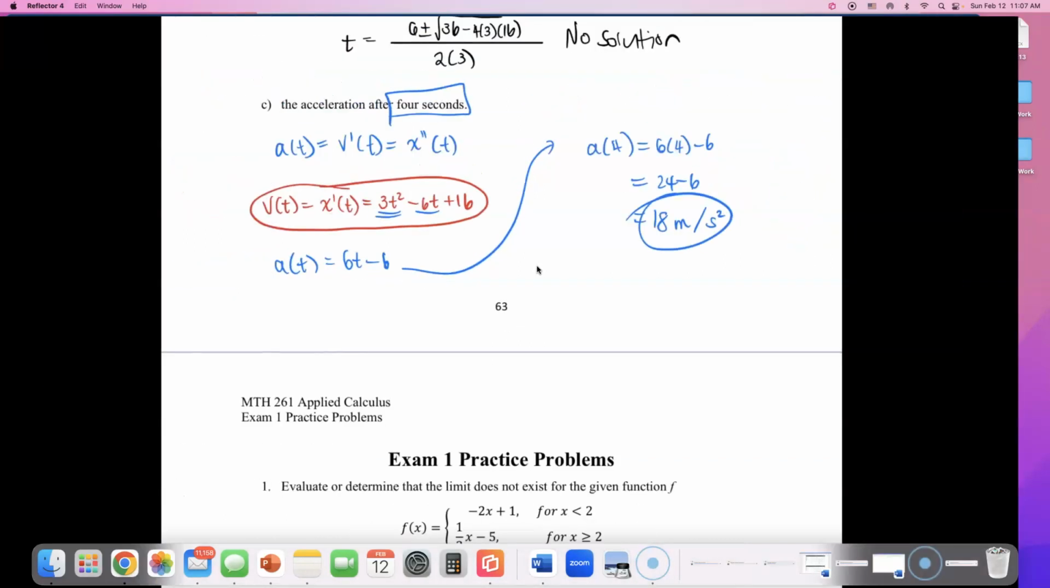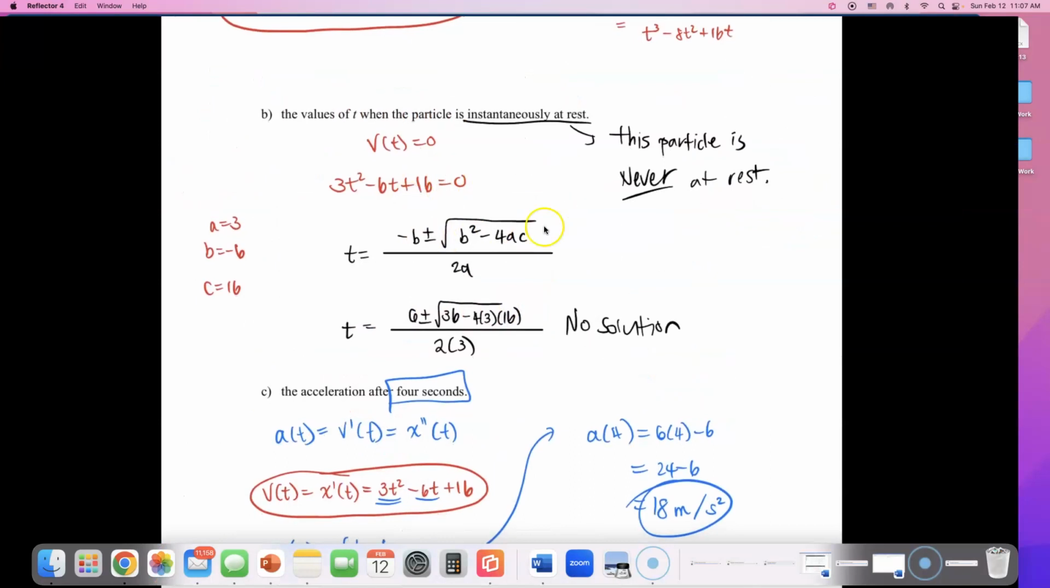It was an interesting problem. I love part B, because when we got that the velocity is never equal to 0, we can conclude that this particle is never at rest. It's constantly moving.